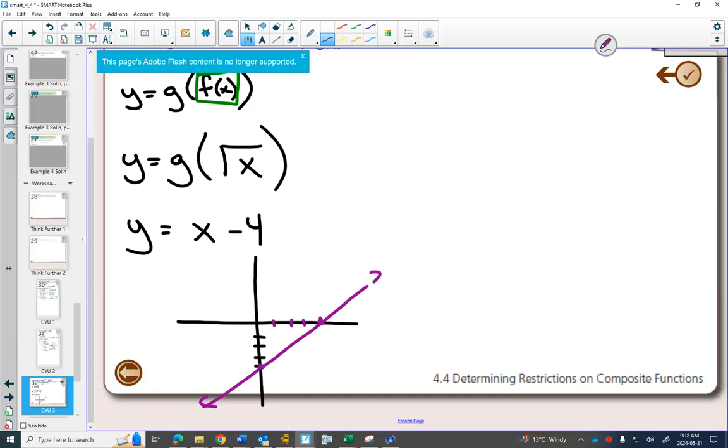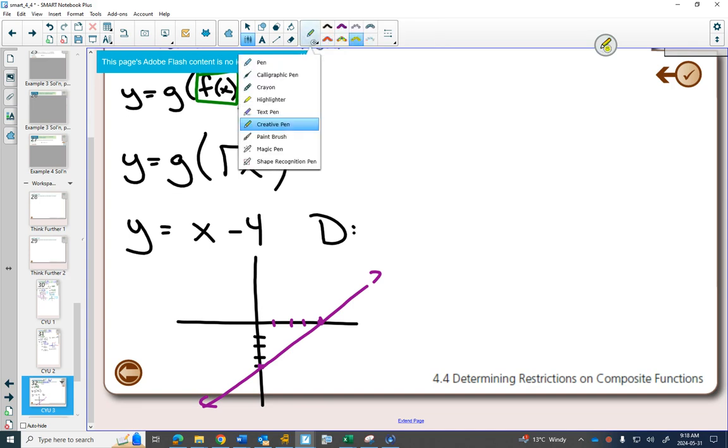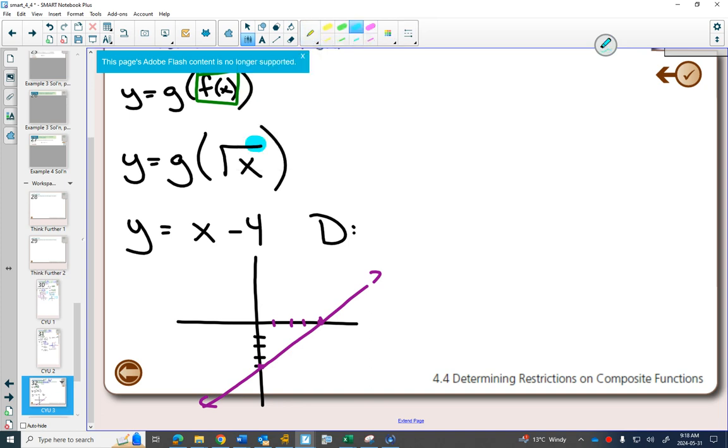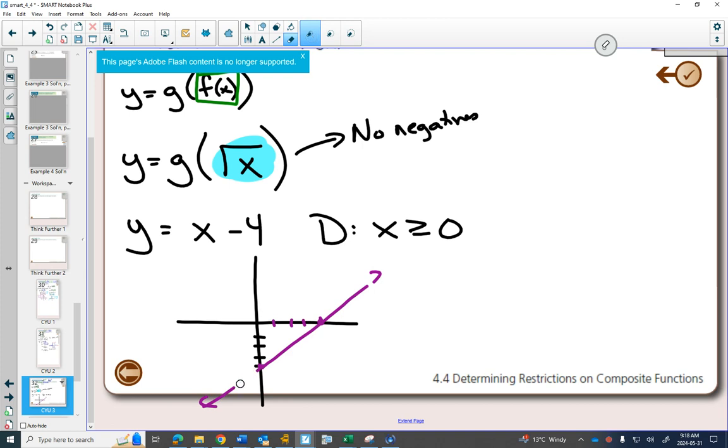There are non-permissible values. Okay. Is there any non-permissible values here? No, but what's the domain? There is right here. I'll highlight it. Oh, that's my creative pen. There it is. We have a restriction there. No negatives, right? You can't square root a negative. So machine 1 has a square root. So the domain has to be that x is bigger than or equal to 0. And then when you went to graph it, you were not allowed to graph this part.